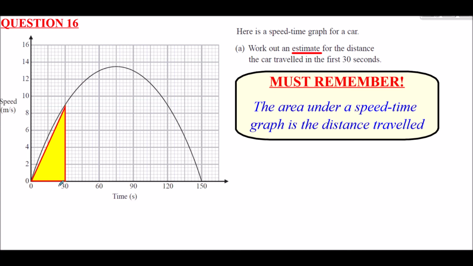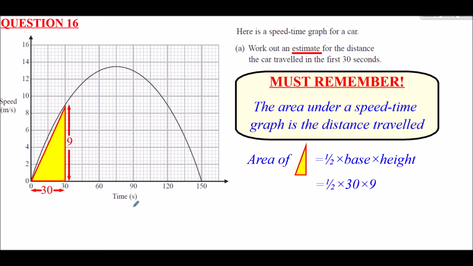So the base is 30, as you can see, and it goes up to 9. Then the area of a triangle is half times base times height. So in our case, that's going to be a half times 30 times 9, which if you do that on your calculator, you should find that it's 135.